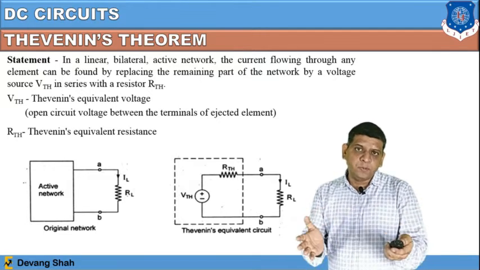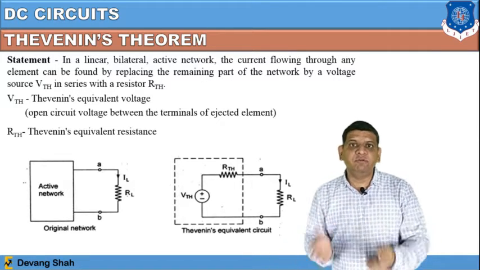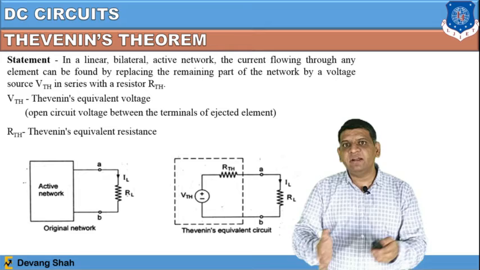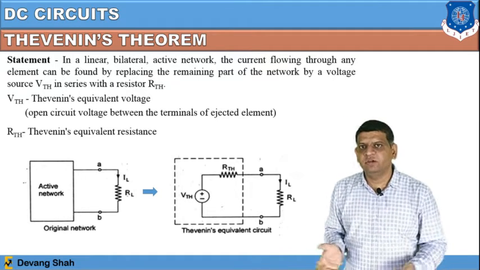So by this equivalent circuit, you can see the value of IL is very easy to find. IL is nothing but VTH divided by RTH plus RL. Simple, if you apply Ohm's law, you can find the equation, right?